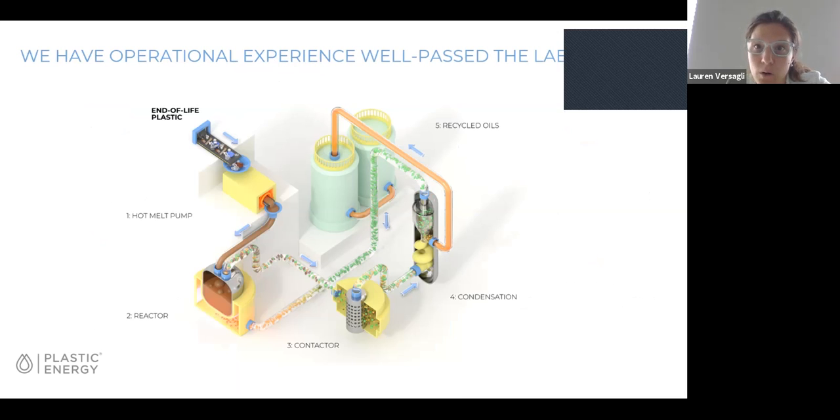We have 4 main outputs from the process. So we have char, we have water, we have TAC oil, which is just a single stream. We don't fractionate between a diesel and a naphtha. And then we have a non-condensable gas that's actually reintegrated into our own internal process as a heat source. So it is pretty straightforward in terms of what comes out the backside.